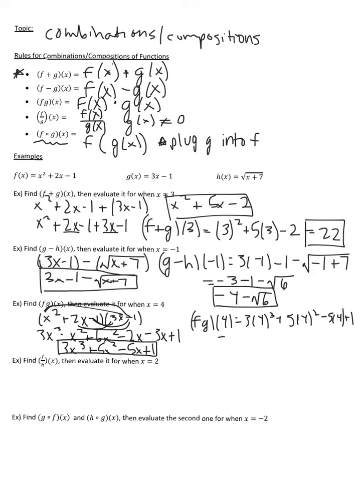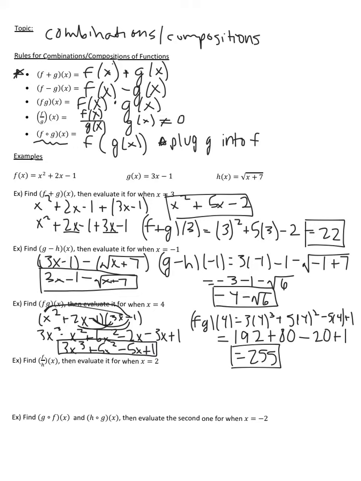So then this is going to give us 4 cubed is 64. 64 times 3 is 192, plus 4 squared is 16. 16 times 5 is 80, minus 20, plus 1. So then that's going to be 192 plus 80 minus 20 plus 1, which is 255. And you can just type that into your calculator. That's what I did. Alrighty.